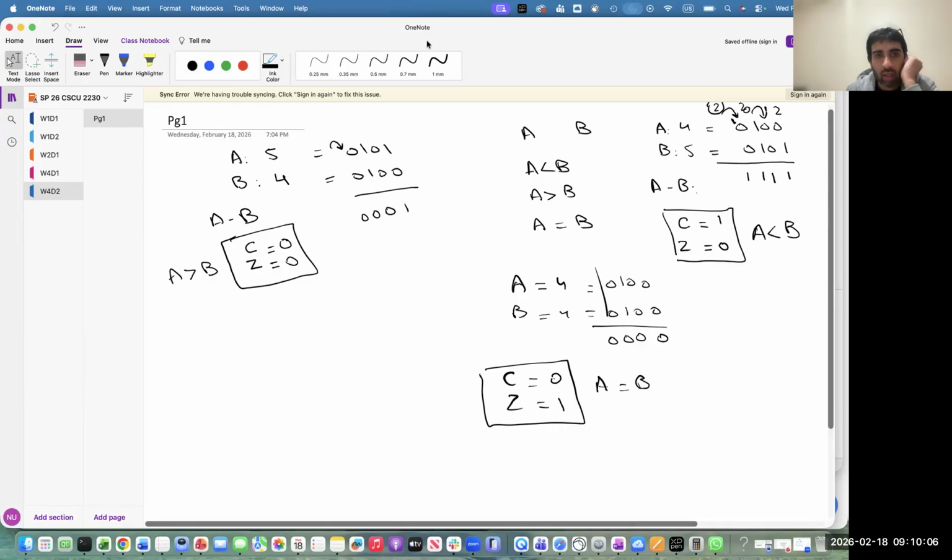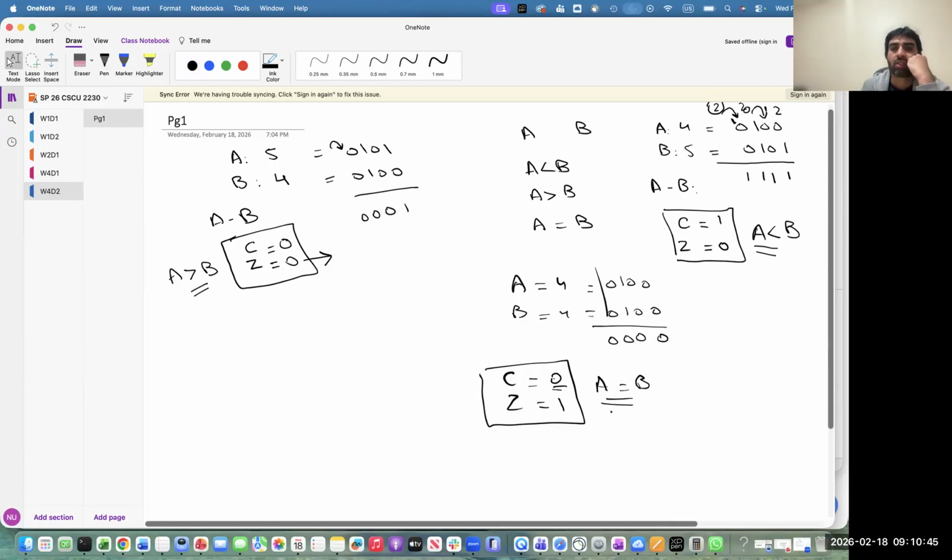Now, if I have two numbers A and B, and if I subtract them, and after subtracting I look at the value of these flags, what information can I get? If C is equal to 0, it means A is greater than B, provided that Z is also equal to 0, right? And if C is equal to 1, it means A is less than B. But if C is equal to 0 and Z is equal to 1, then it means A is equal to B, right?